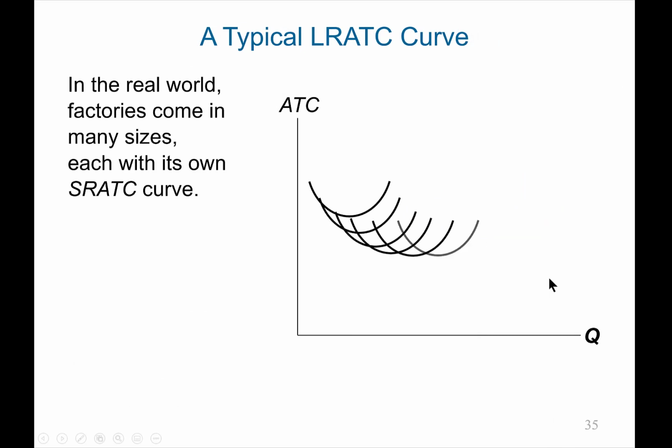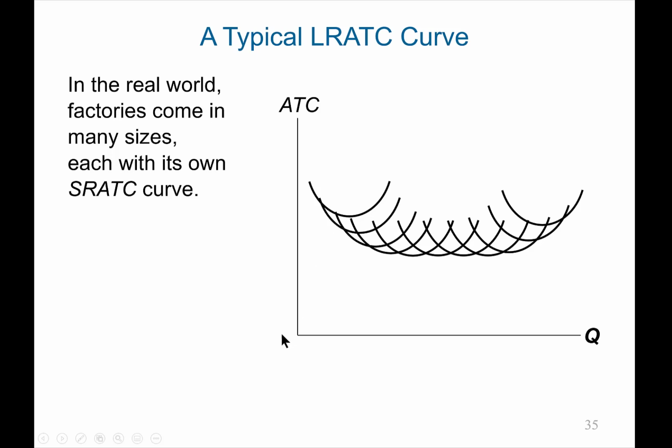Actually, let's go ahead and do this. Let's pretend now that it's a more realistic situation in which you have a bunch of different sizes of firms. It's not just small, medium, and large. It's really smaller, a little bit bigger, a little bit bigger, and even bigger, right? So it's really a lot of different sizes that we can be. And if we wanted to produce this many, then we'd want to be whatever size corresponds to this, and there's where our average total cost would be. If we wanted to produce this many, then we'd want to be whatever size corresponds to this short run average total cost curve, and there would be our average total cost.